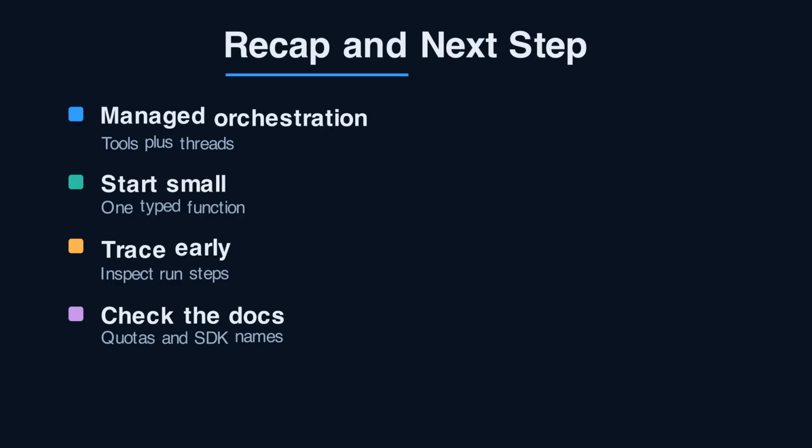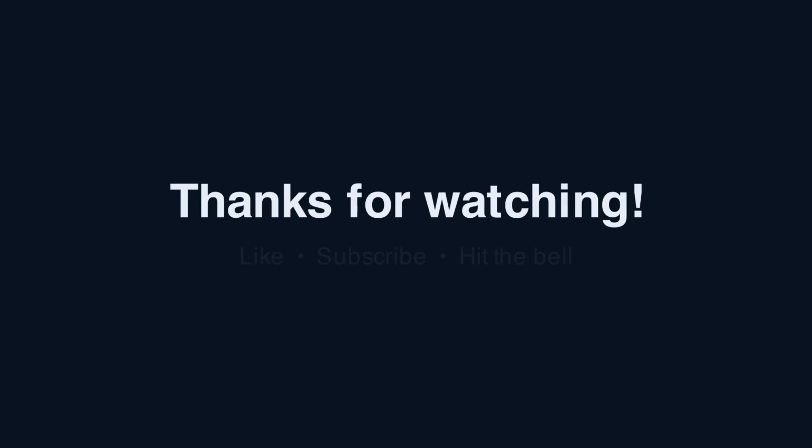Your concrete next step: build a single tool agent first with just one typed Python function, wire up tracing, and watch the run steps to see exactly how the model reasons before you add more tools. Get that loop solid, then layer in file search and code interpreter. And because pricing and SDK surfaces change quickly, confirm quotas and the current package names in the Azure docs before you commit a design.